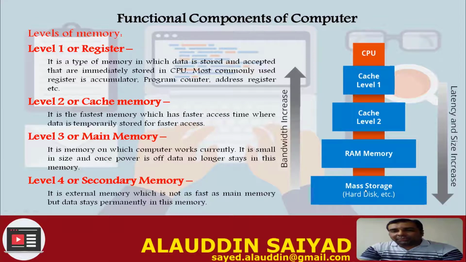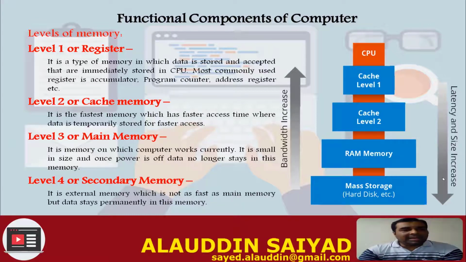If you move from mass storage devices to level 1 cache memory, then bandwidth will increase. The bandwidth means the data processing speed. And if you move from level 1 to level 4, then latency and size increase. That means the data processing rate or transfer rate reduces from level 1 to level 4.